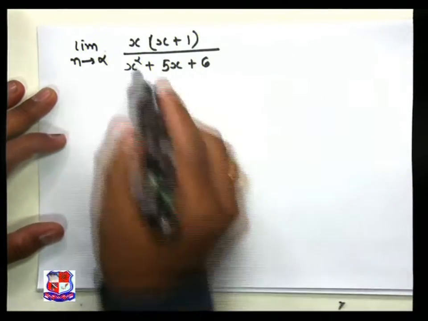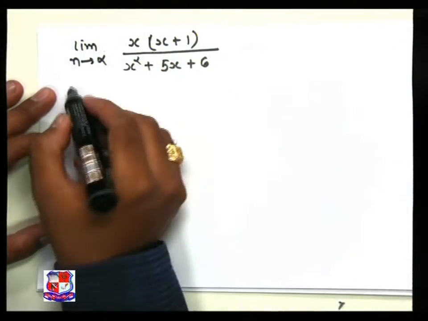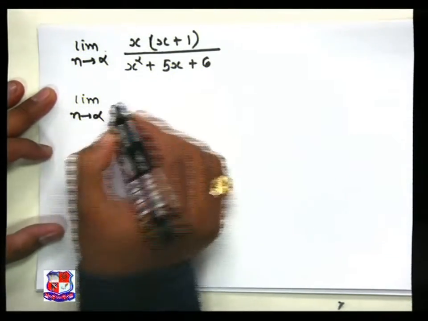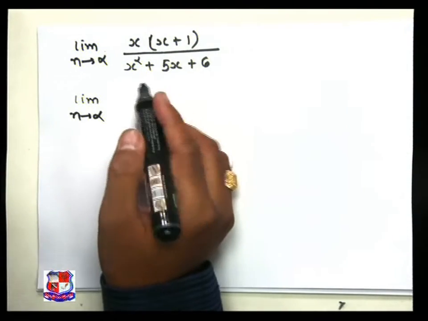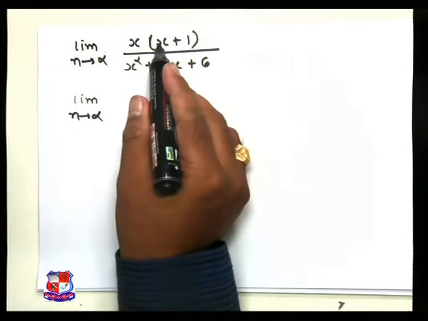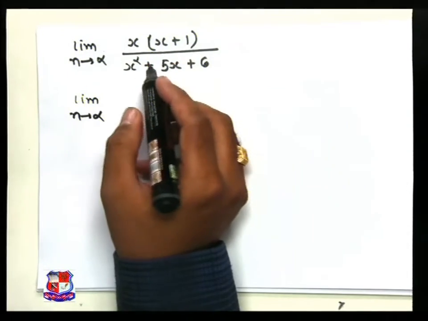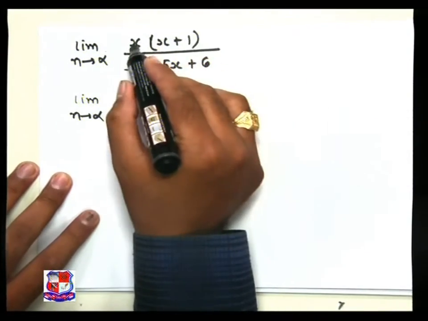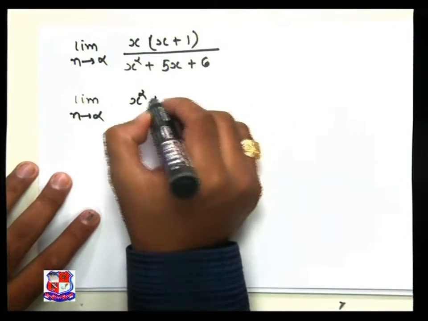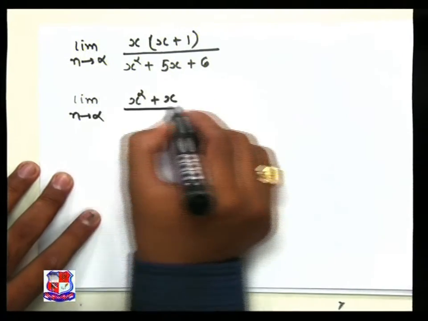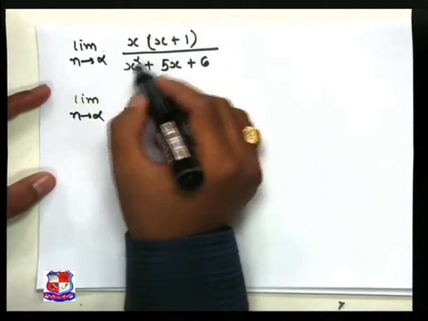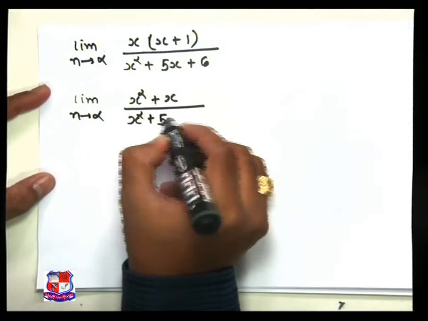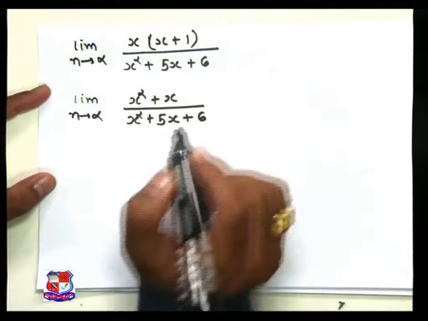So here we simplify our term. First of all, limit n tends to infinity, right here as it is, and if we simplify it, then x multiplied with the first term gives x square, and this x multiplied with this one gives only x, divided by this term which we write as it is, x square plus 5x plus 6.